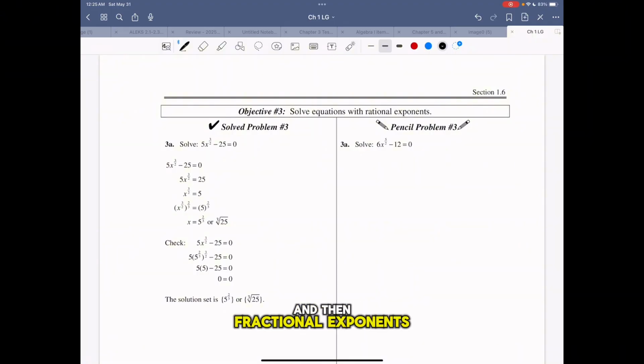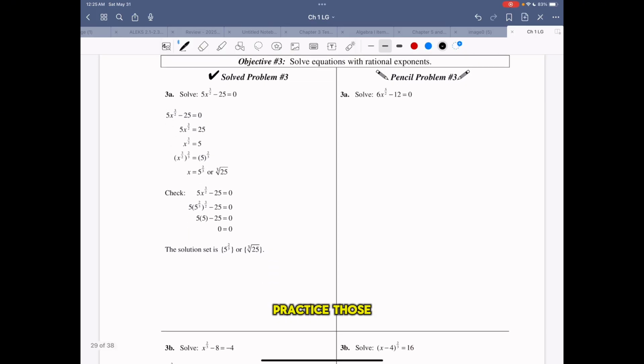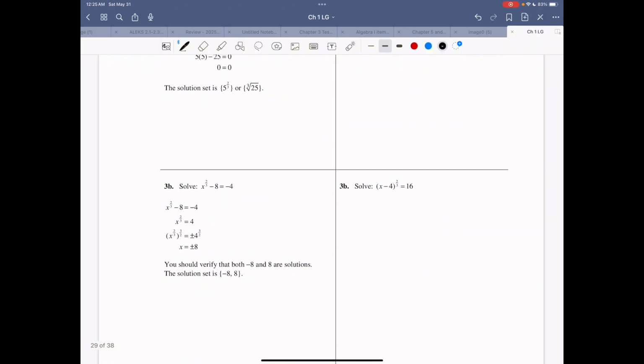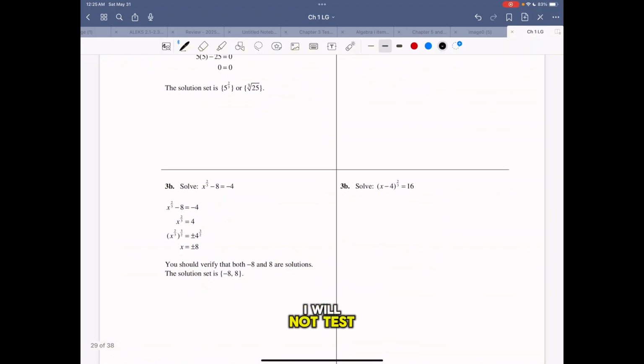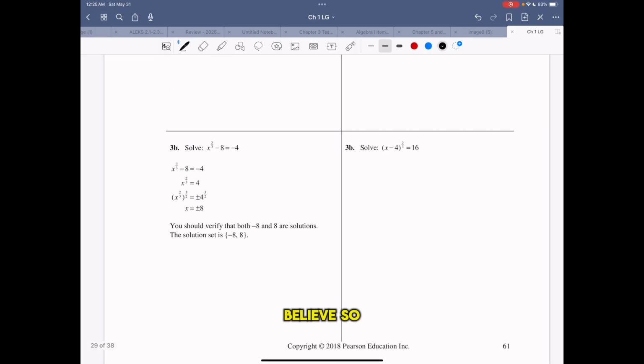And then fractional exponents are a little bit tricky. You do the same process, but I don't believe that you have any fractional exponent with anything other than the square root or maybe the cube root. So, you can practice those if you like. I will not test you on any of those. At least I don't believe so.